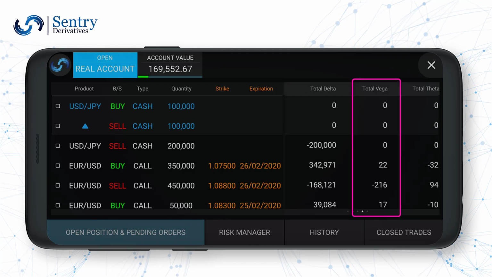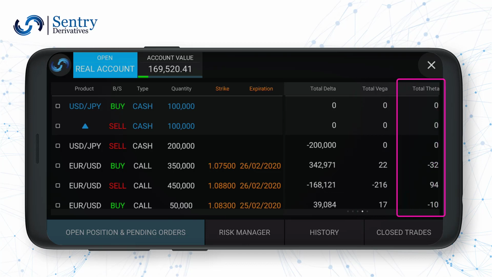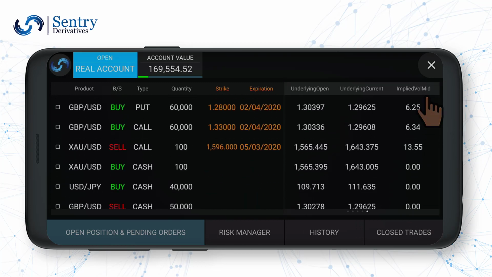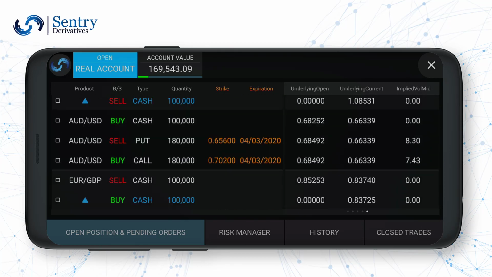We have the total Vega, that's our sensitivity to a 1% change in implied volatility. We have our total theta, which is in dollars per day for this account, as a dollar account. We have the rate of the asset when we opened the position and where it is now, and the implied volatility mid-market. I can scroll and see all the positions that we have.